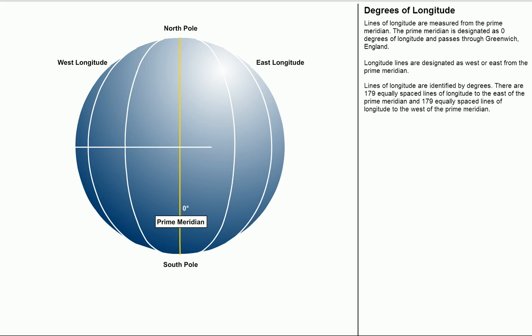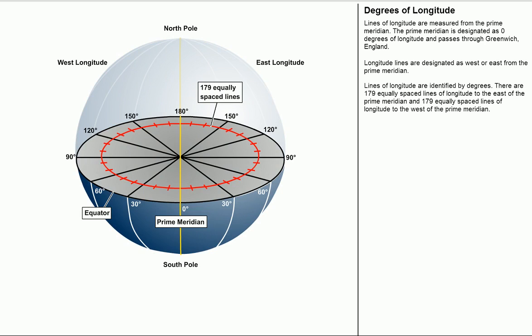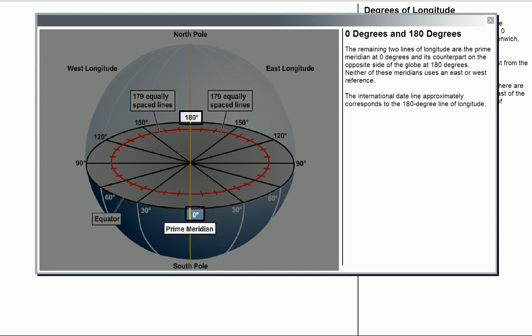Lines of longitude are identified by degrees. There are 179 equally spaced lines of longitude to the east of the prime meridian, and 179 equally spaced lines of longitude to the west of the prime meridian. The remaining 2 lines of longitude are the prime meridian at 0 degrees and its counterpart on the opposite side of the globe at 180 degrees. Neither of these meridians uses an east or west reference. The international date line approximately corresponds to the 180-degree line of longitude.